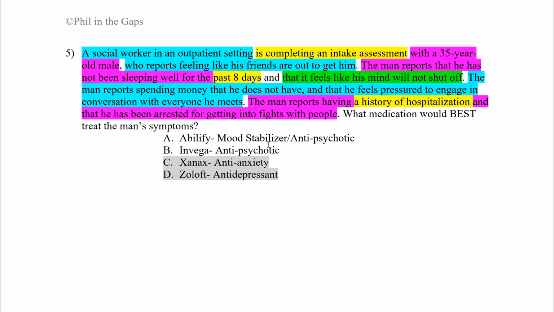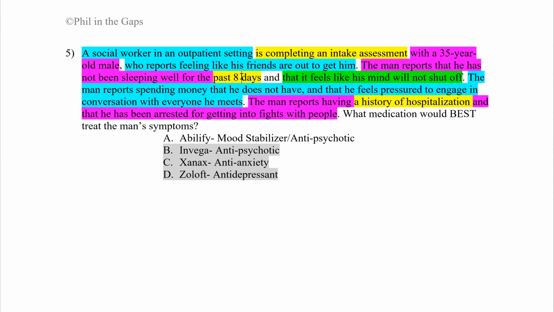So now we're looking at Abilify. Do we think this guy's experienced a manic episode, or that he's psychotic, or solely that he is psychotic? If we look back, do we see any delusions? Do we see any hallucinations, any disorganized or catatonic behavior, disorganized speech? We don't really see that. So we're going to rule out B. And this person exhibits more of a mood disorder or manic episode, because we have that fear of people out to get him, not sleeping well. So sleep disturbance, 8 days.